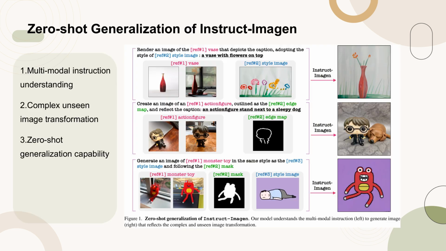Figure 1 illustrates the zero-shot generalization capability of Instruct-Imagen. The model demonstrates its ability to understand multimodal instructions on the left and generate images on the right that reflect complex and previously unseen image transformations. This showcases the model's proficiency in handling diverse and intricate instructions without prior exposure to similar tasks.